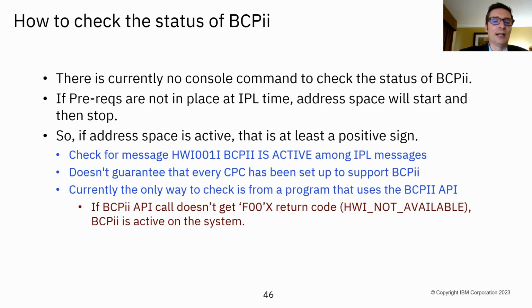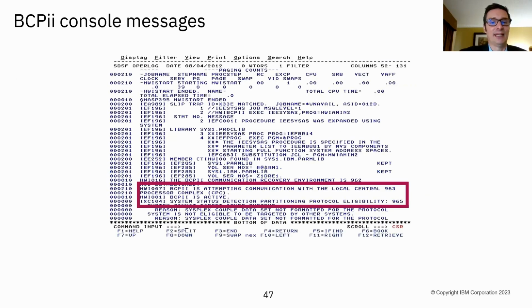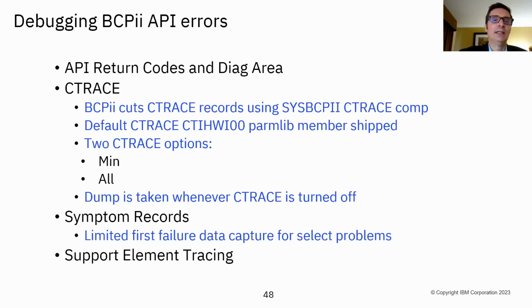Another way you can check today, unfortunately, you have to use an API. You can do any BCPI command. If it's not available, you'll get a very specific return code that says it's not available. And again, this is what you're looking for when you start BCPI, that BCPI is active.